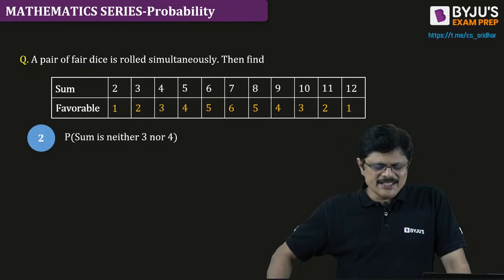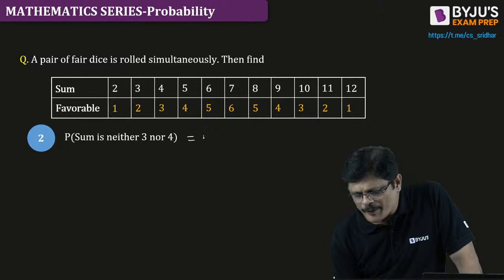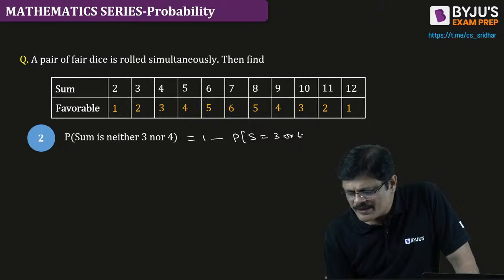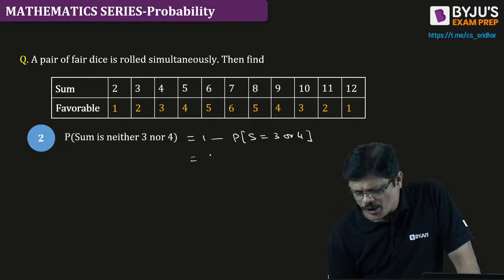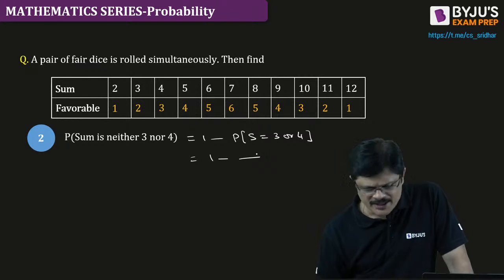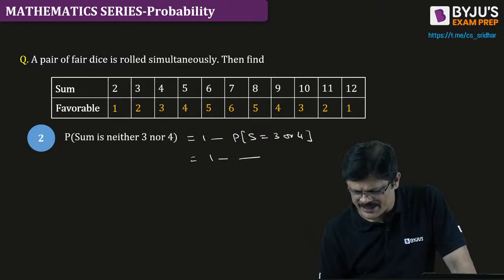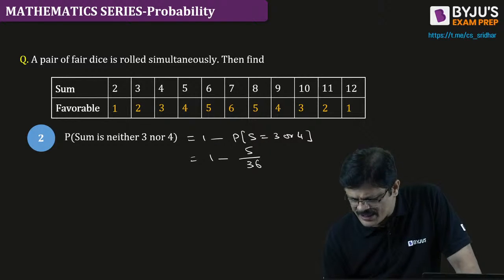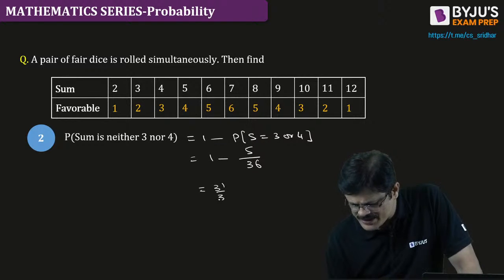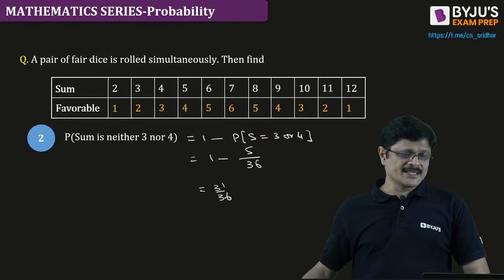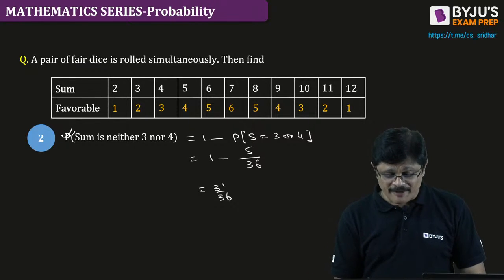What is the answer for this? Sum is neither 3 nor 4. Very good. Neither 3 nor 4 is nothing but 1 minus the probability that the sum is 3 or 4, that is, 1 minus P(A complement intersection B complement), which is nothing but, as we just solved, sum is equal to 3 or 4, which is 5 by 36. So it is 1 minus 5 by 36, that is 31 by 36. This is one of the important questions, my dear friends.